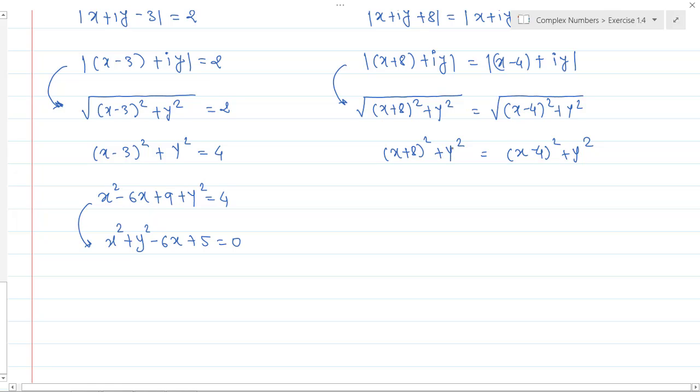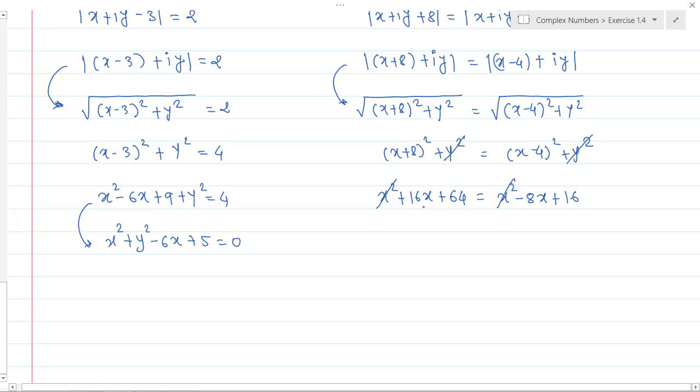You can simply cancel out this y square because we have the same quantity on the left hand side and the right hand side. So directly we can remove this y square. Let's open this. We have x square plus 16x plus 64, which equals x square minus 8x plus 16. Again we can remove this x square because it is the same quantity on the left and right hand side.